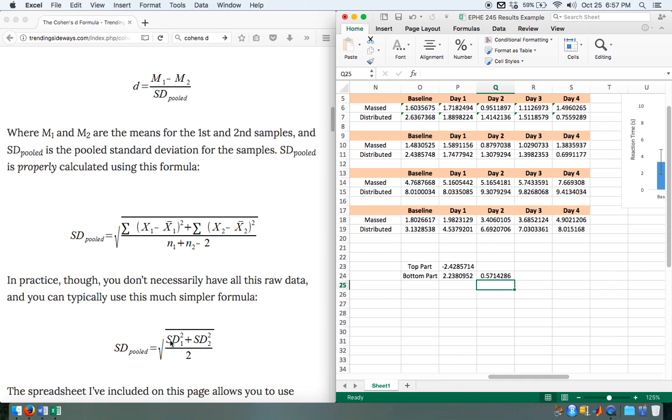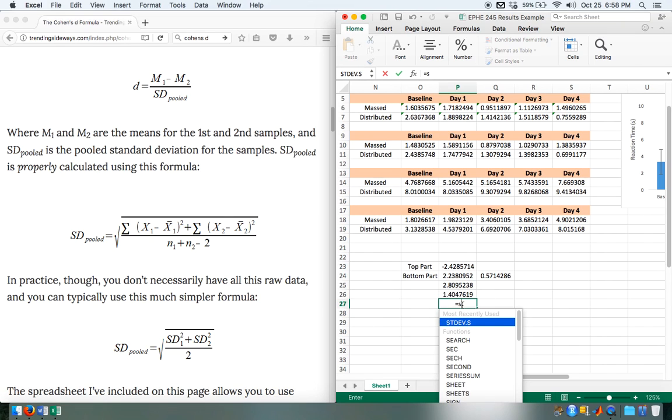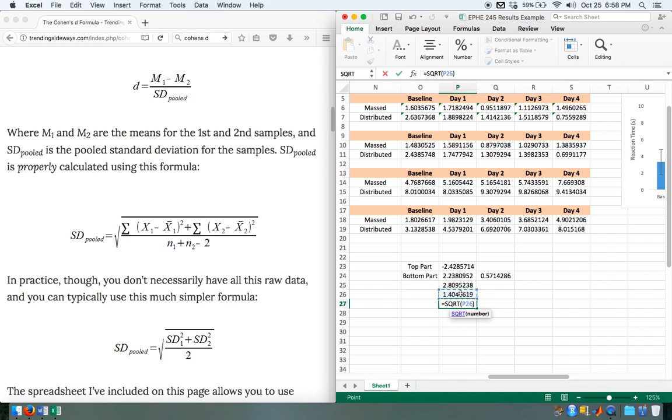So to get that together, I have to add them together, so equals that plus that. That gives me this part here. Now I want to divide that by 2. So now I have this, I want to divide it by 2. So this divided by 2. Cool, which gives me this whole entire thing here. And I want to square root that. Now there's a square root function, and so it's SQRT. Okay, we're going to square root this number here.